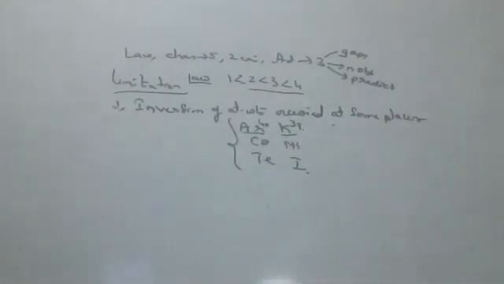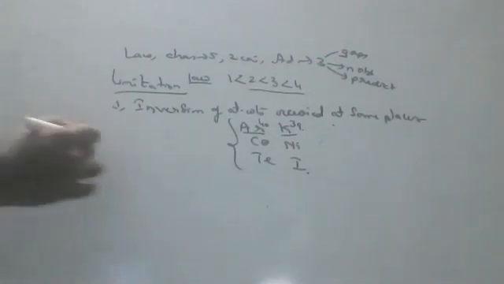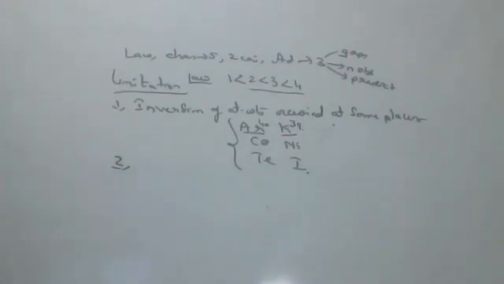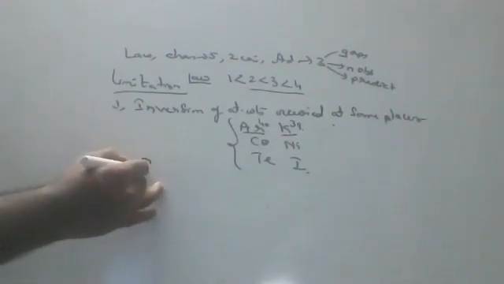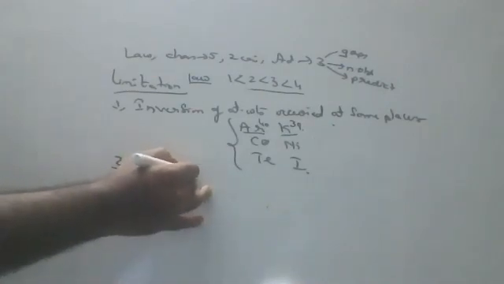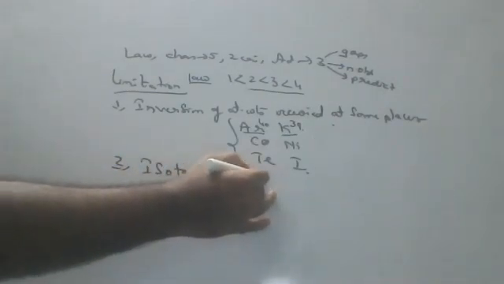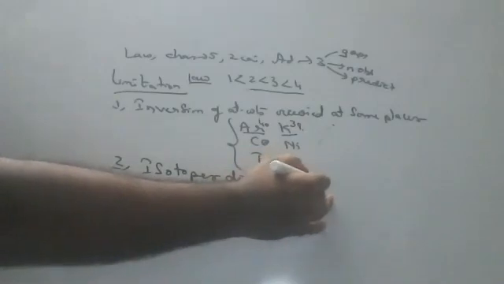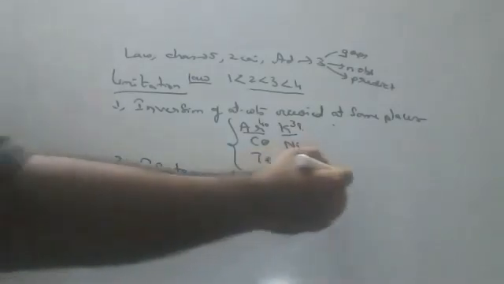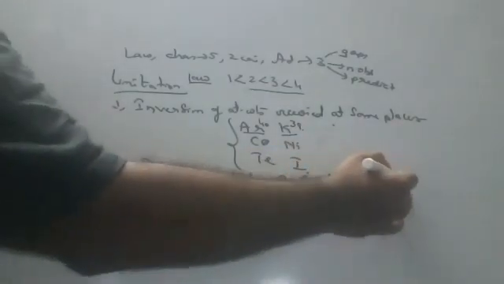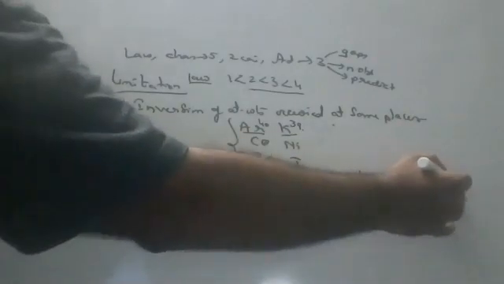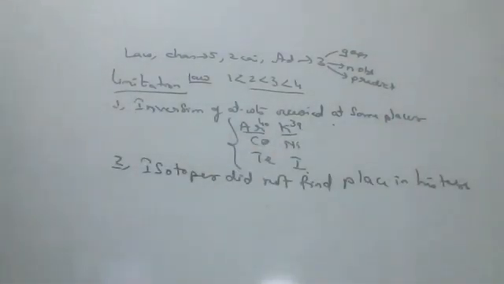Next, number 2. This was the first limitation. The second one: isotopes did not find place in his table. Again, one more problem. Isotopes did not find place in his table. I hope you understood, children. Isotopes.